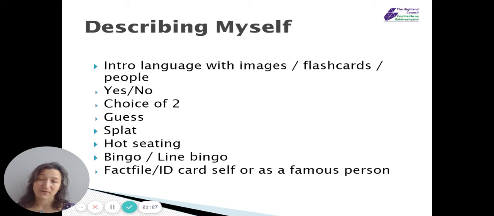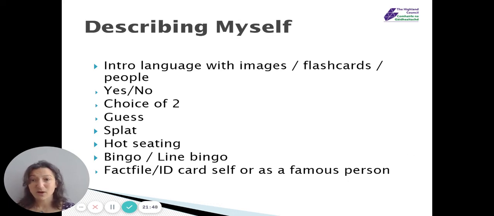And we've already talked about a fact file or an ID card. But you could change that, and it might not just be about themselves. It might be about a famous person, maybe a famous French person. And then that could be used for another lesson where they have to guess who it is. So there can be a little bit of research done there, cultural information.